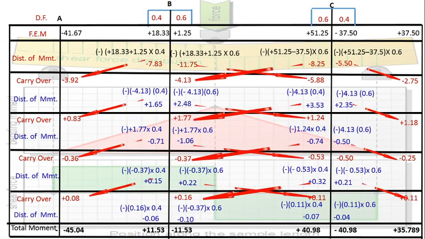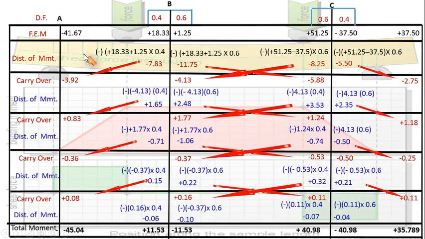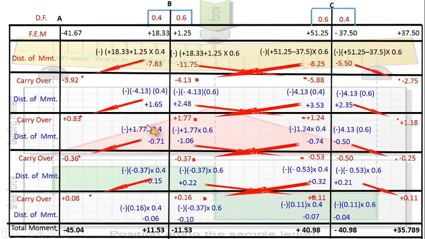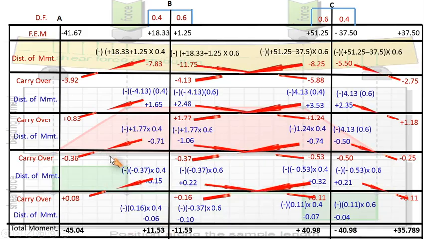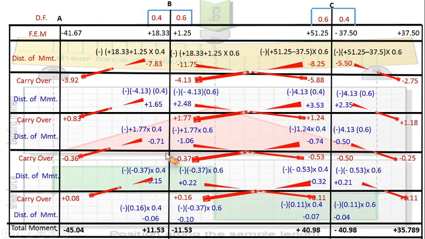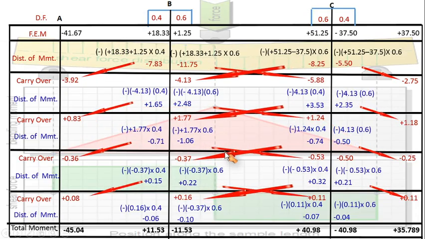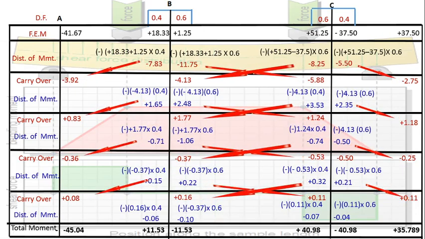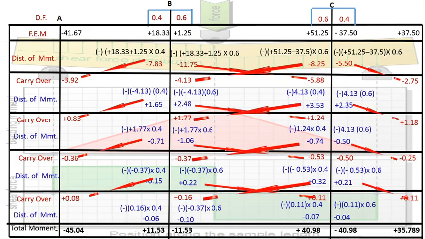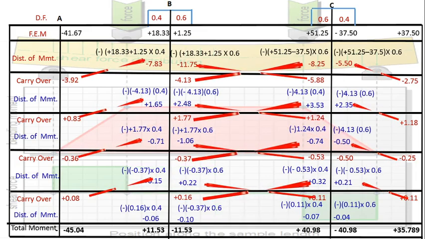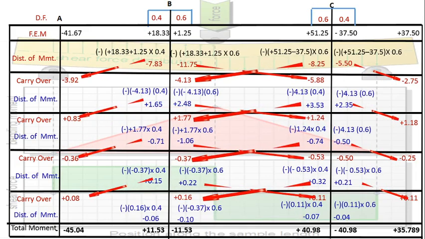So here in the last step we have enumerated, or done the summation of, all the moments and the carried over moment about that particular individual joint, on the left hand part as well as on the right hand part of the joint under consideration, and ultimately we did the summation of all these moments. So this is how we have to do the analysis of a continuous beam.